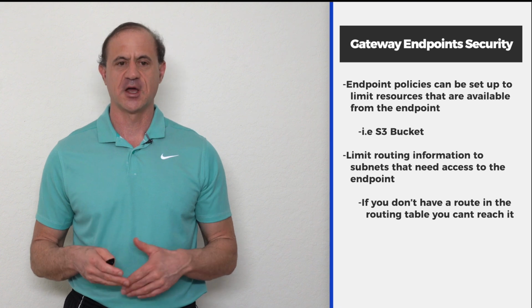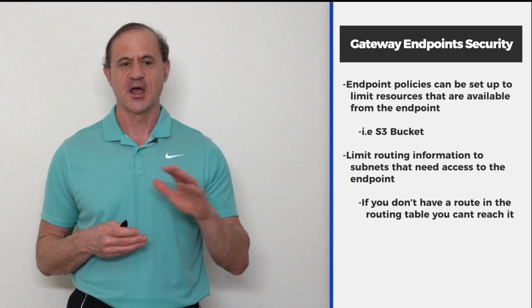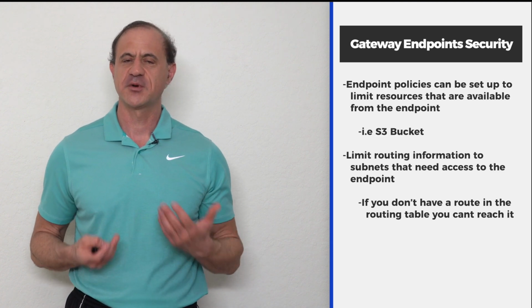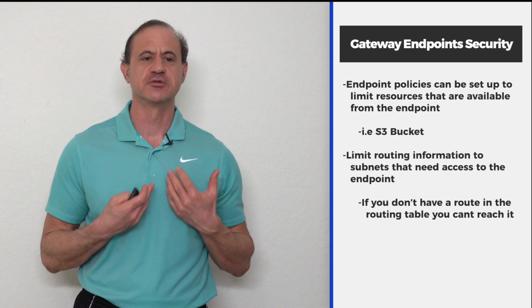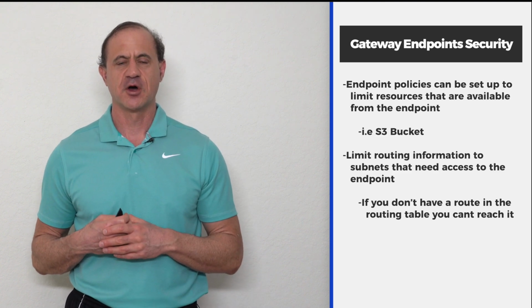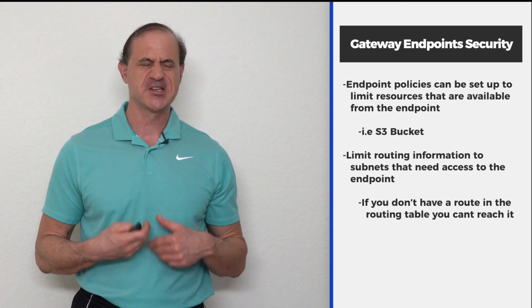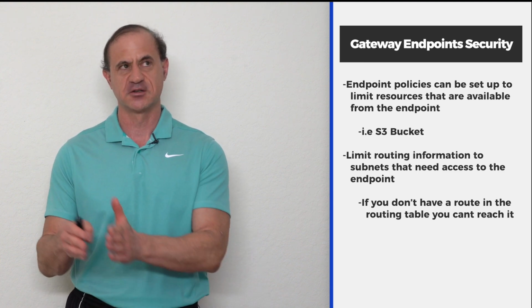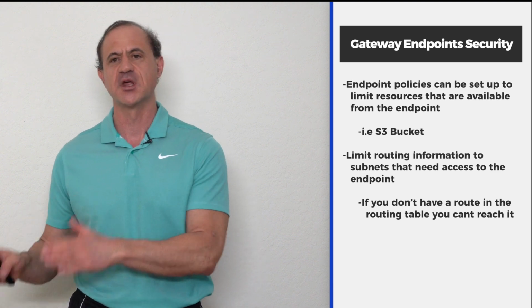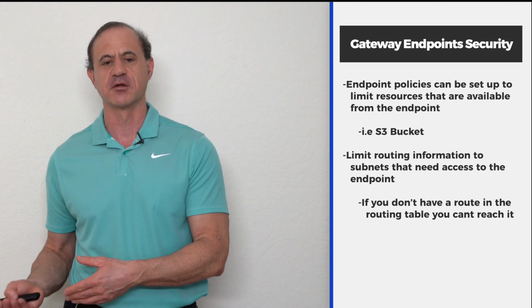So let's talk about gateway endpoint security. Most people will tell you that you would set up your endpoint policies and that'll secure it. And that's true. You can set up great IAM policies, and that's a great way to secure. But here's where it gets better. Because you're using routing, you can use routing to seriously enhance your security posture. So if you don't have a route to a service, you can't reach it, you can't hack it. So what you can do is limit the routing information so that only the subnets that need to reach the S3 bucket, for example, will have the routing information. And therefore, all the other subnets in your organization won't be able to reach it just because they don't have a route on the routing table.